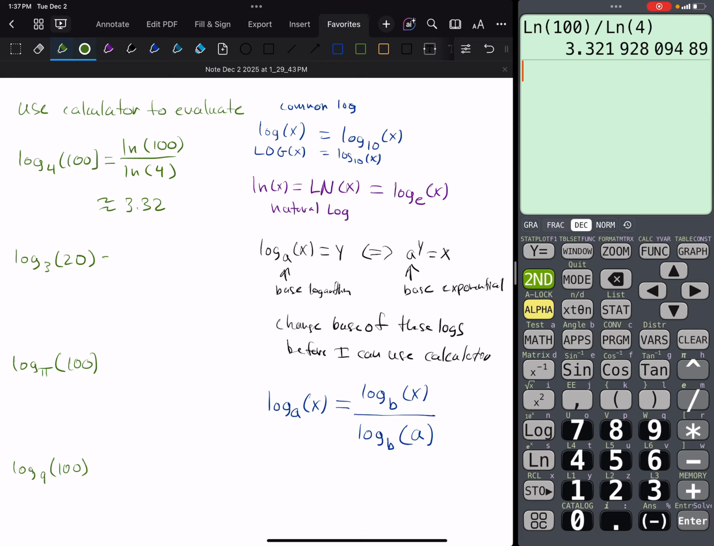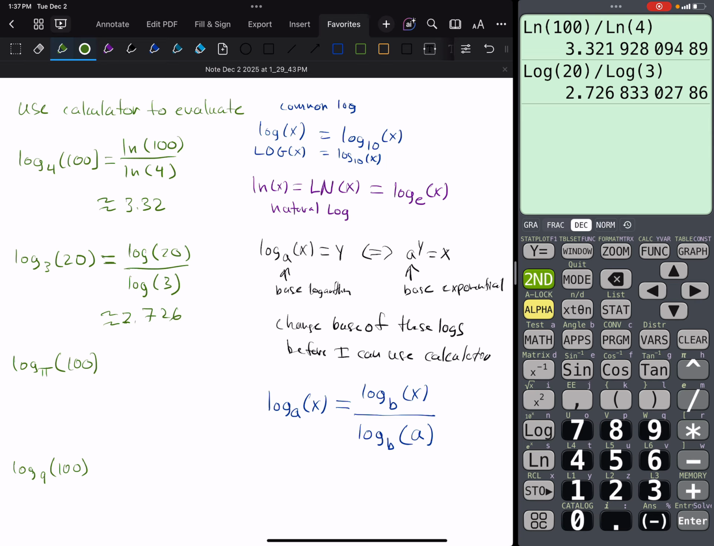Just for the fun of it, let's do this one with common logs. If I do that, what's going to happen? I'm going to have the log of 20 divided by the log of 3. That'll give me approximately 2.726.